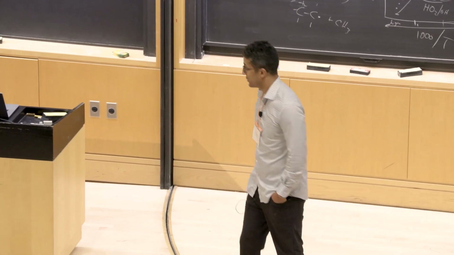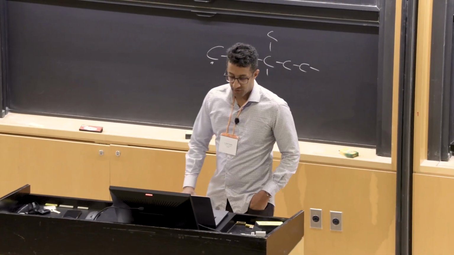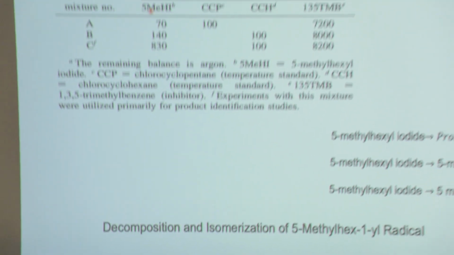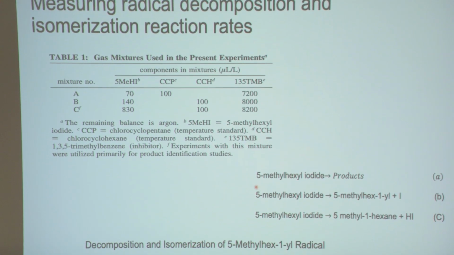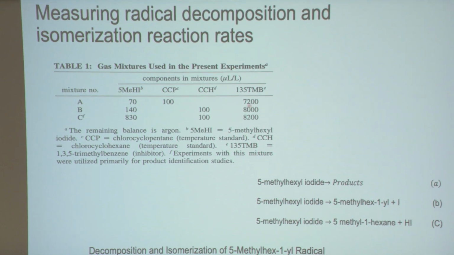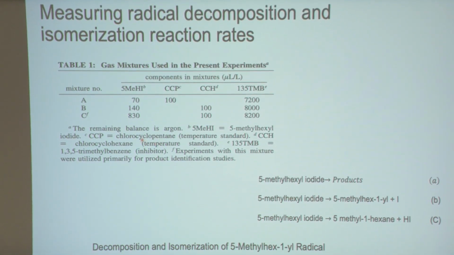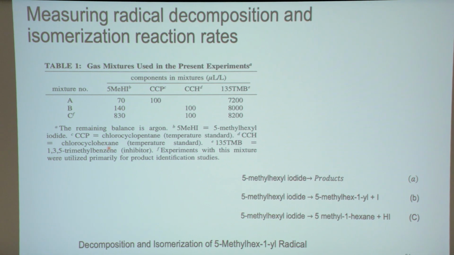And how they do this is, they have a shock tube, okay? A single pulse shock tube, and they fill it up with a mixture of here 5-methyl-hexyliodide and 1,2,3,5-trimethylbenzene, some chlorocyclopentane, and some chlorocyclohexane.